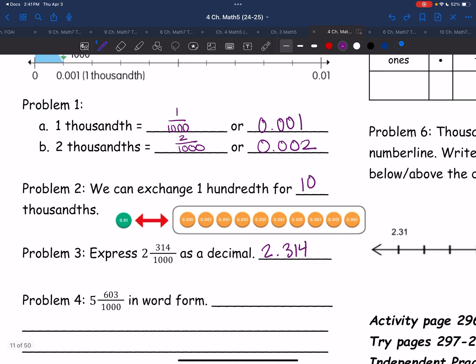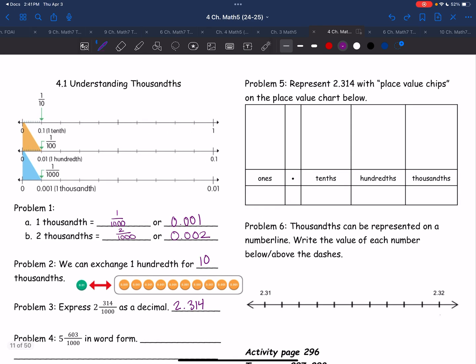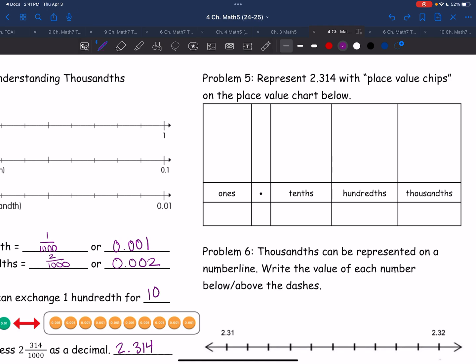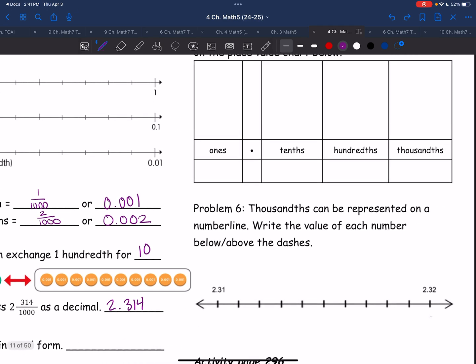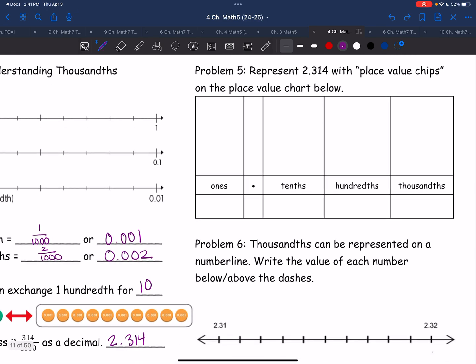All right, we're going to skip problem 4 and actually go to problem 5 right here. And this is kind of an extension of problem 3 that we just talked about in a little bit more detail. So we're going to be writing this decimal with place value chips on this chart below. So if you remember, the place value chips look like this, and they have either a 1, a 1/10 in it, a 1/100, and now we're going to add 1/1000.